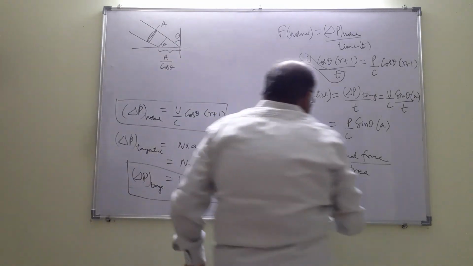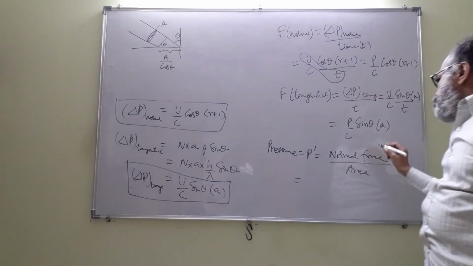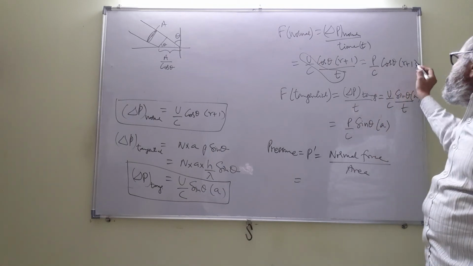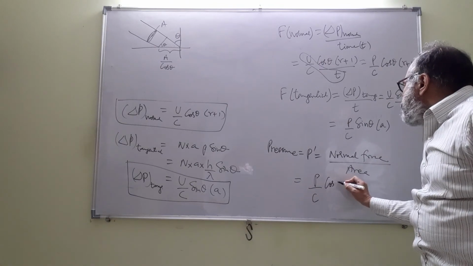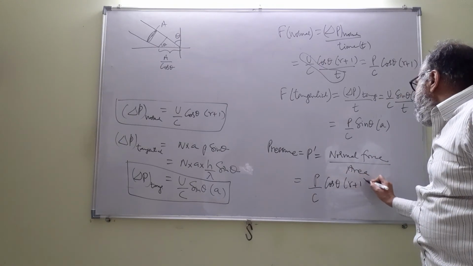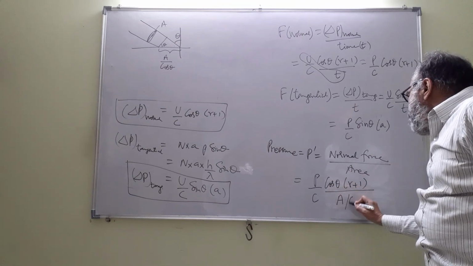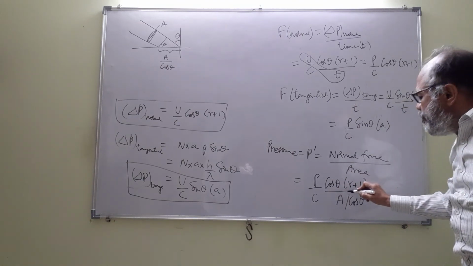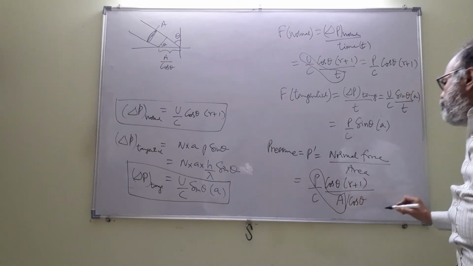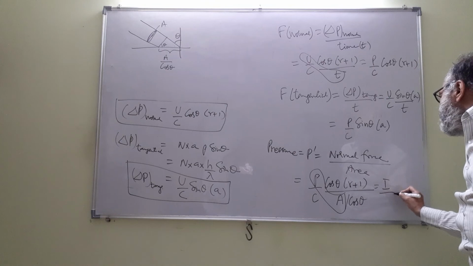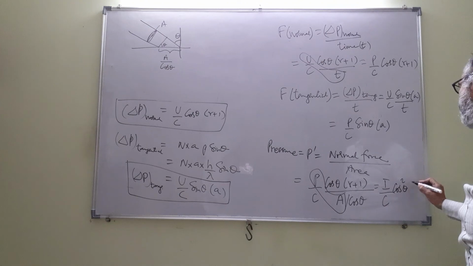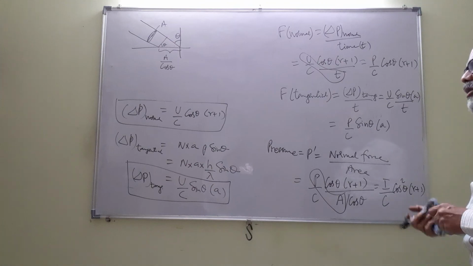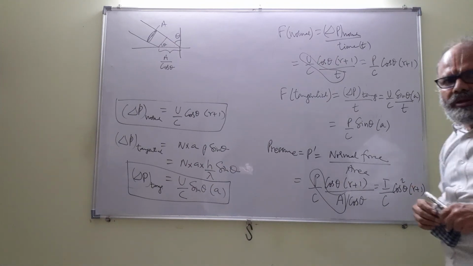So the pressure P dash would be the normal force. The normal force is P by c cos theta, the power, into r plus 1, divided by the area. The area is A by cos theta. P by A is the intensity. So the intensity divided by c into cos squared theta. There is a cos squared term coming here. Cos squared theta into r plus 1. That would be the expression for the pressure. Thank you.